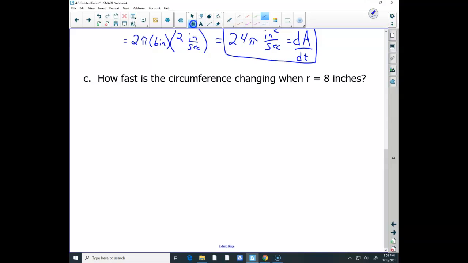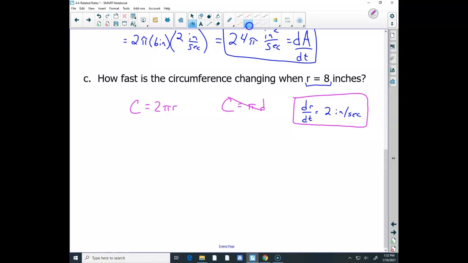How fast is the circumference changing when r is 8? Well, okay, so I know r is 8, and I still know it's the same problem. I still know dr/dt was 2 inches per second. Now I need to relate circumference with radius using an equation. Circumference equals 2πr. I could also say circumference equals π times diameter, but they gave me the rate of change of radius, so that's why I don't want that. But I could double the radius, and the diameter would be going 2, right?